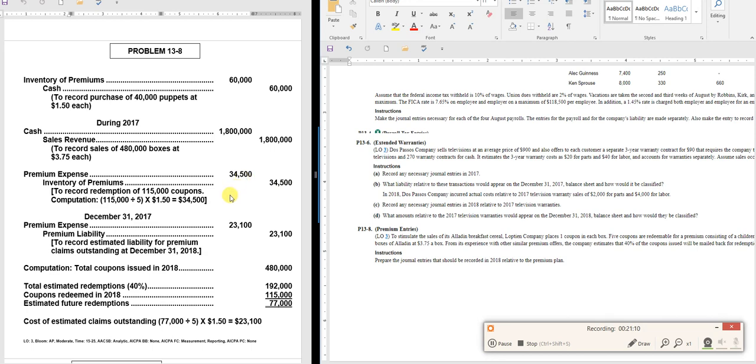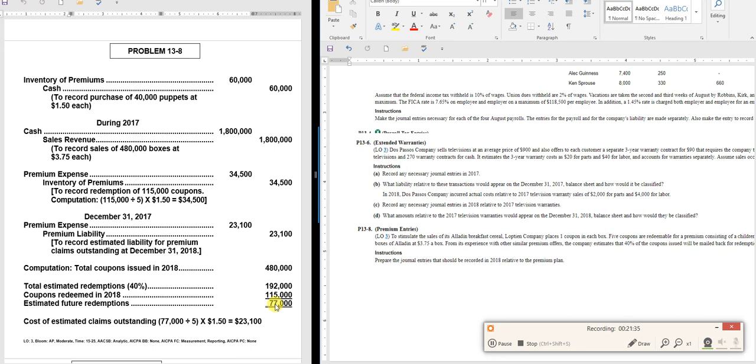Then the next one that I need to do is estimate how much premium liability I have for December 31st, how much I have left. And so again, I have my 480,000. I think there's 192,000 going to be sent in. So far, 115,000 has been sent in. So I have 77,000 left outstanding.